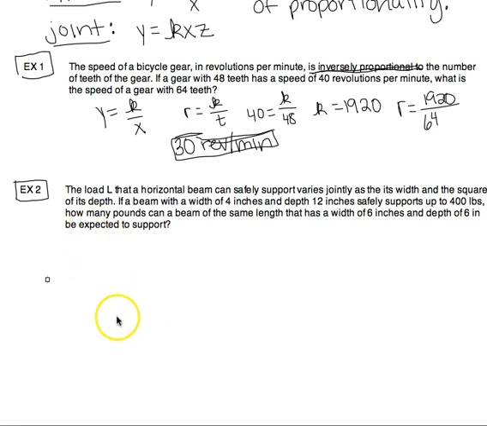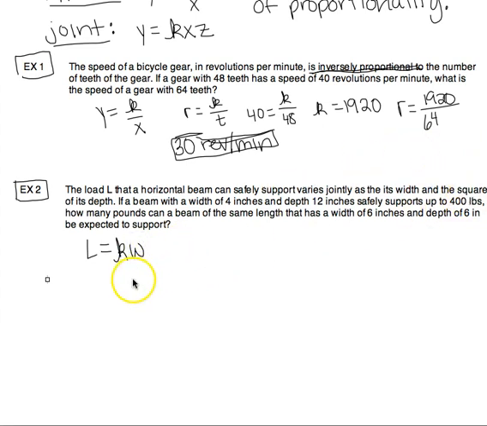So here we have joint variation, which means we're going to have multiple variables going on. So it says the load L varies jointly. So L equals, and then joint variation is when we've got multiples here. But in this case, it varies jointly as the width. So we'll use W for that.